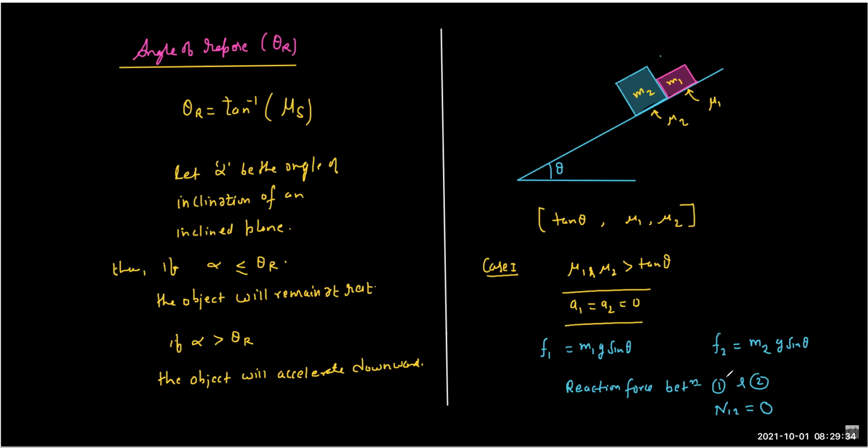Understood? Unless the weight component of M1 exceeds the limiting friction value, it will never press the block in front of it. Understood? Yes. So this N12 value is for the contact force between the M1 and M2 blocks, the reaction between the blocks.